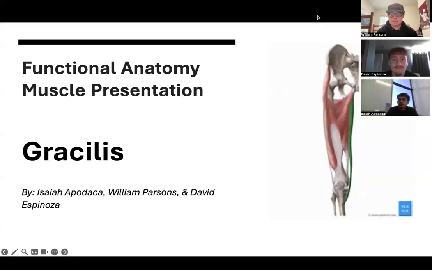Awesome. Okay, so my group and I today are going to be discussing the gracilis muscle. It is a muscle in the lower limb found in the quad. Yeah. So here's the next slide.